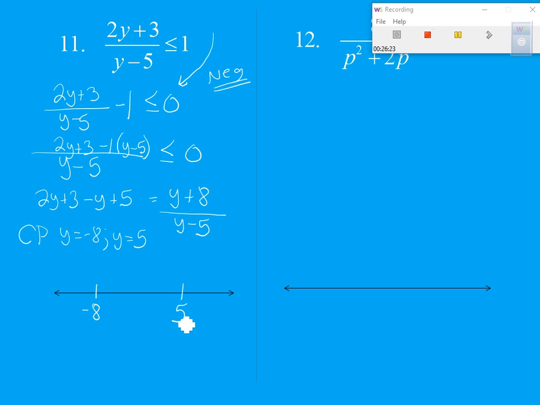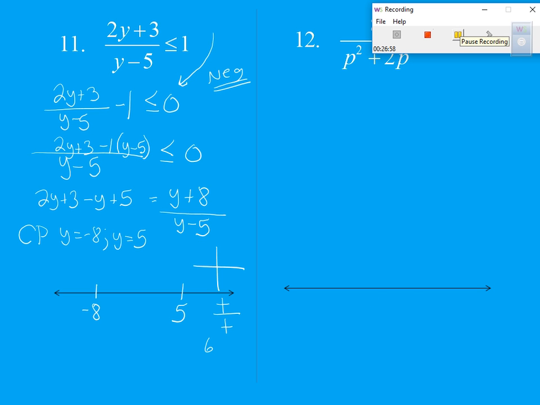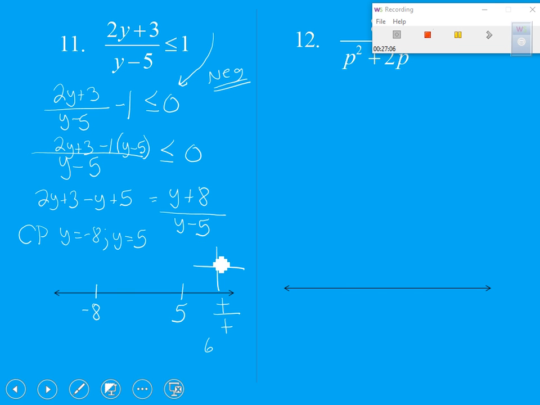So, I'm going to pick a number greater than 5, so I might pick 6. 6 plus 8 is positive. 6 minus 5 is positive. A positive divided by a positive is a positive. So we want that interval. Let me rephrase that. Just a second ago we said we wanted the negative intervals. So I don't want this interval.